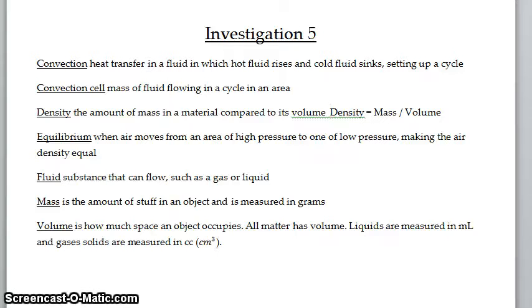Okay, we looked into Investigation 5 today and density. Here are some of the vocab words that we have: convection, convection cell, density, and again, density is mass divided by volume. We have equilibrium, fluids, mass, and volume as part of our words.